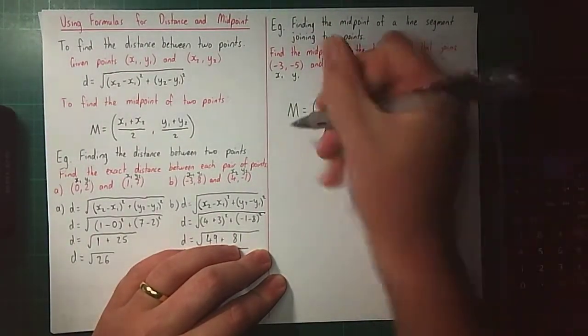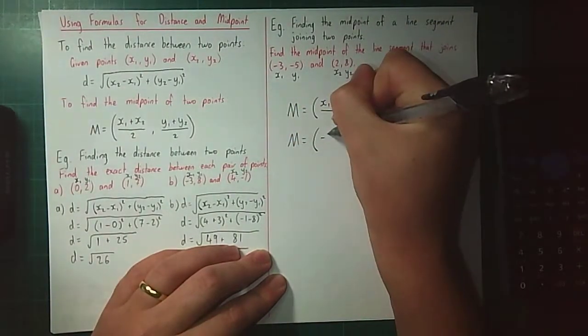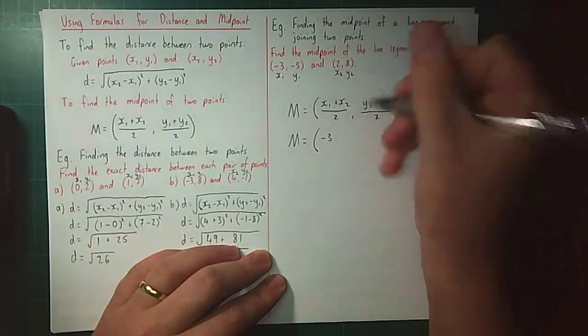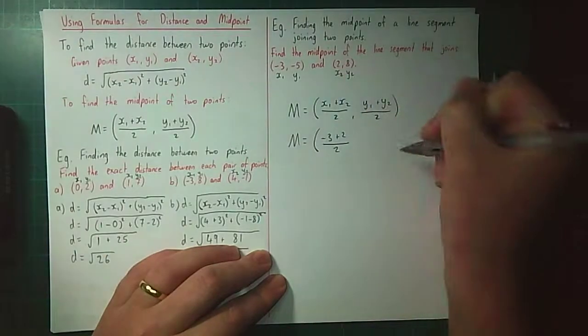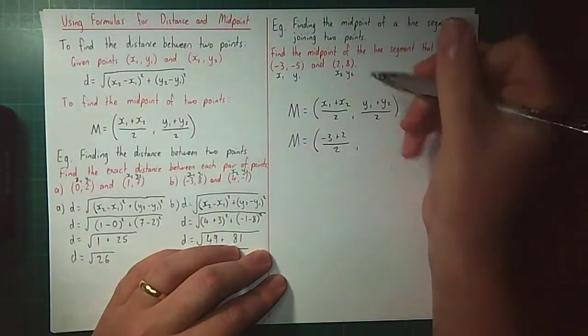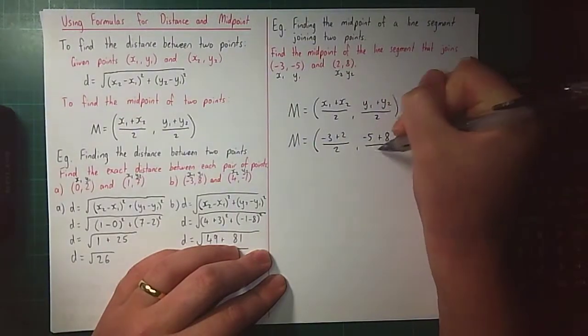So for our midpoint, we're going to have our x1, which is -3, plus our x2, which is +2, all over 2. And then our y values, we're going to have -5 plus 8 all over 2.